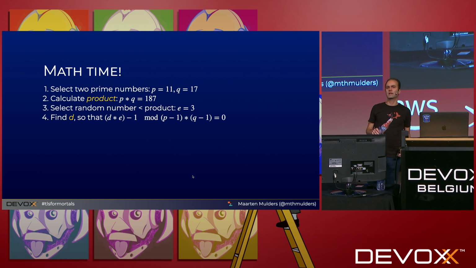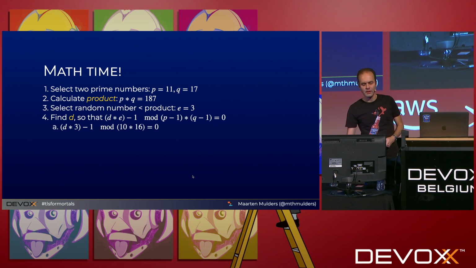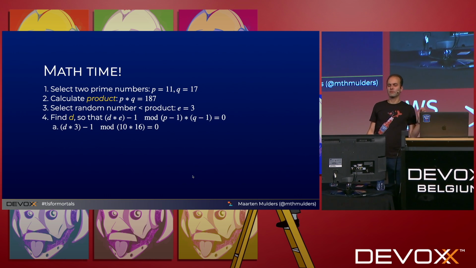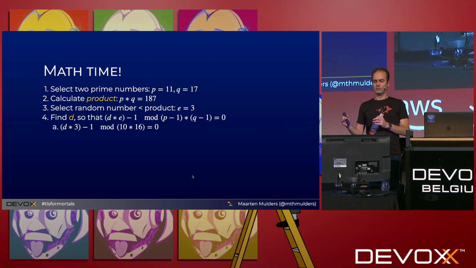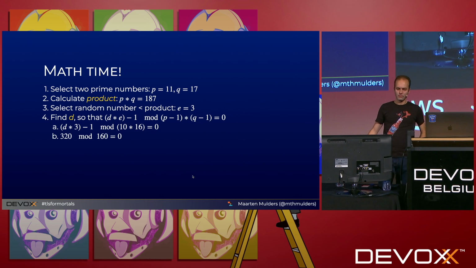If you have a little bit of mathematics in your brain, and I think most of us have, we can see that there's one unknown in the equation, so we can actually solve this equation. It requires a few steps, but it isn't that hard. We know E, so we can fill in the number 3. We know P and Q: 10 times 16, and the outcome should still be 0. D times 3 minus 1, let's say that it's 320, modulo 160, still equals 0.